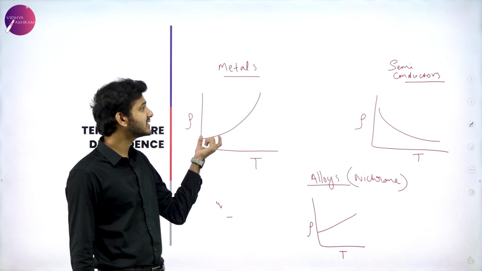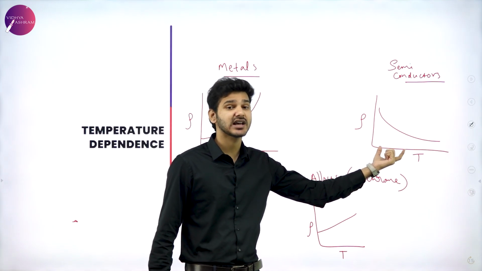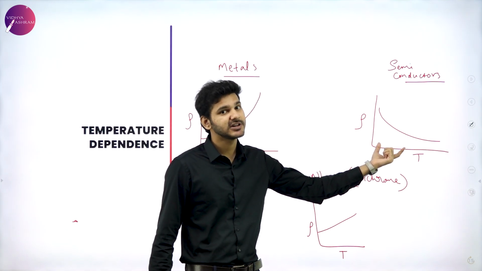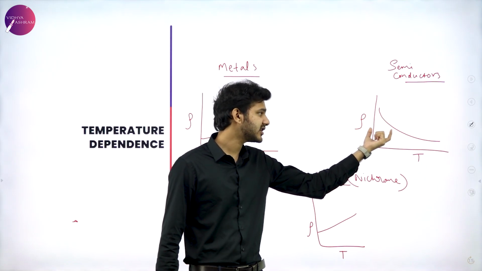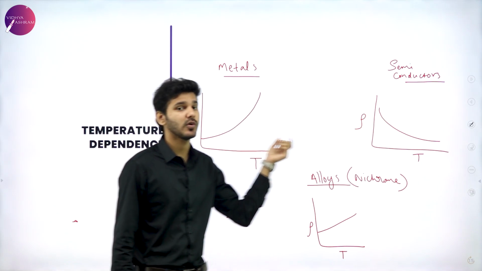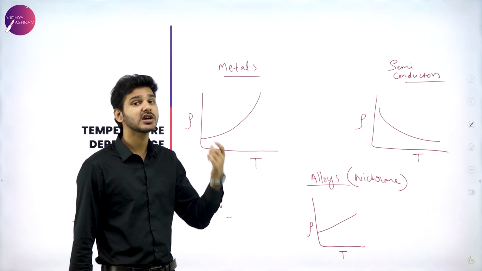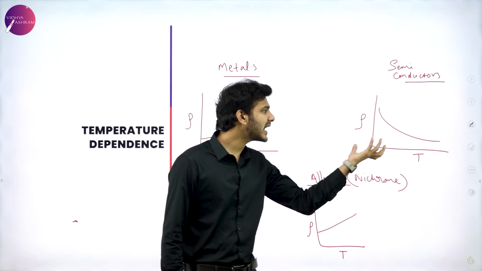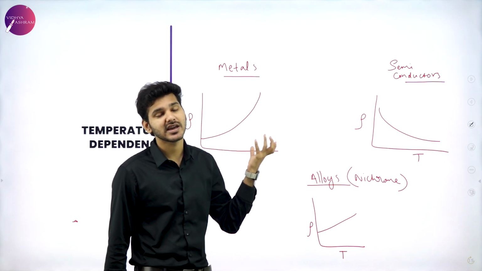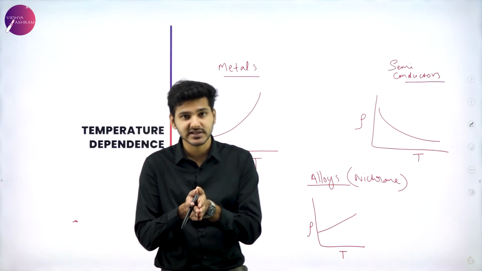But for a metal and semiconductor, it is highly dependent. That is, resistivity is going down in a semiconductor while resistivity is going up in a metal or conductors. So why does this particular behavior occur? That will be discussed right now.